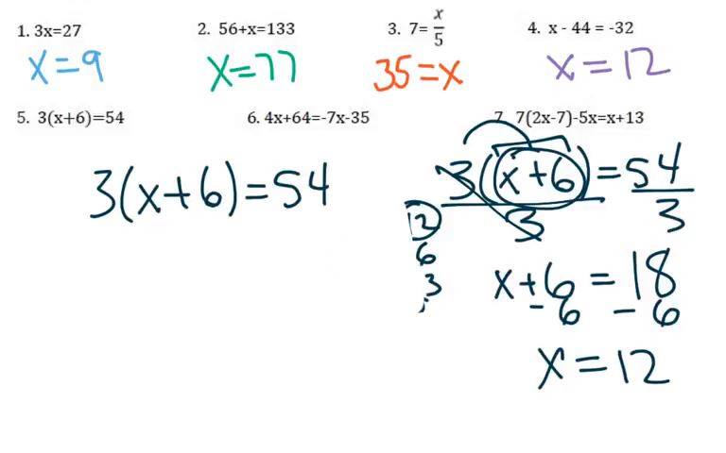The other way would be to go like this. Would be to say, okay, I know that I can distribute that 3 in the parentheses, so I'm going to do that.